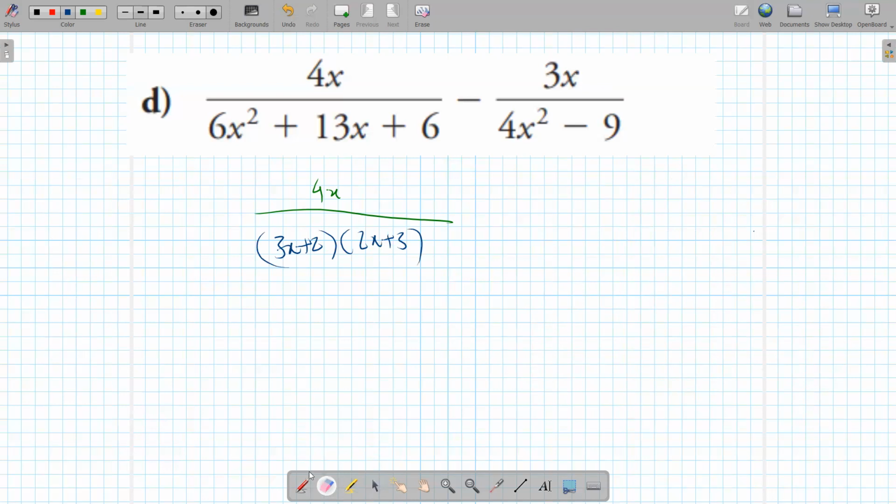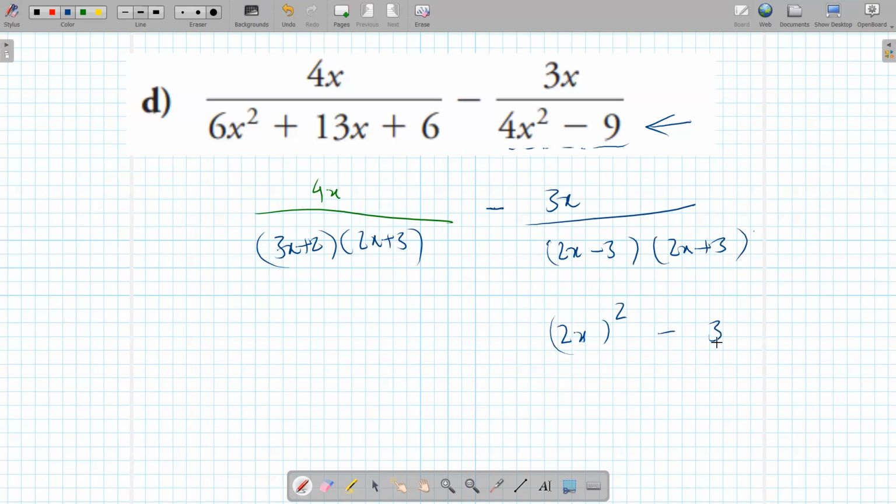Now let's move on to the next term. We have minus 3x. Okay, now we're subtracting. That means this is going to be some LCD mumbo jumbo. How do you factor this? Can we factor this? Can you use difference of squares? Yeah, you can. Good. What does it factor out to? 2x minus 3, and then 2x plus 3, because you can write this as 2x squared minus 3 squared. It's going to be a minus b, so 2x minus 3, not squared.